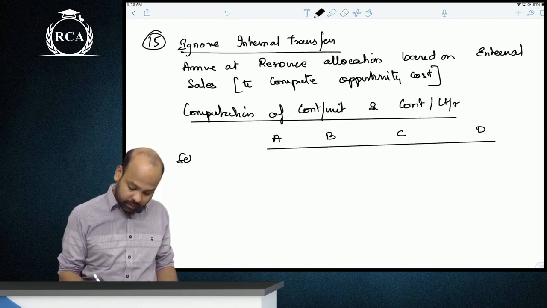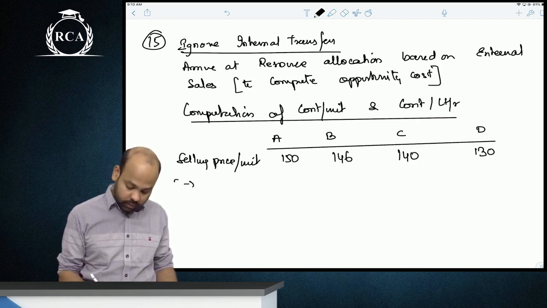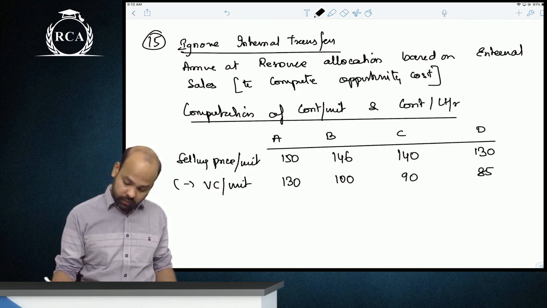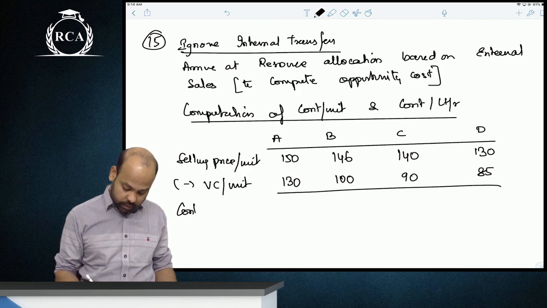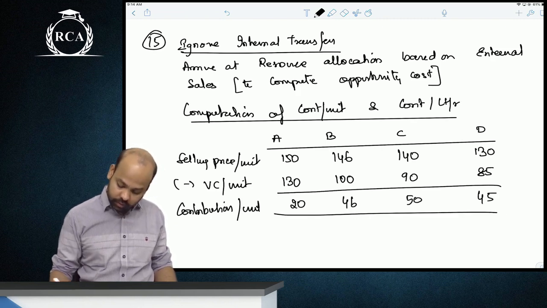Our selling price per unit of product A, beta, is 150, 146. You can pause the video and finish off the question, guys. Variable cost per unit is 130, 100, 90 rupees and 85 rupees. Our contribution per unit as such, guys, is 20 rupees, 46, 50 rupees and 45 rupees.